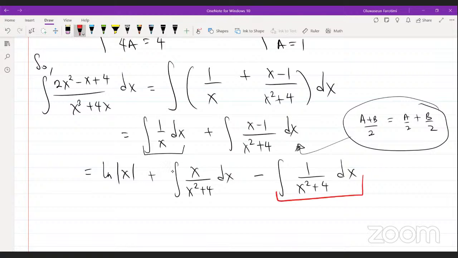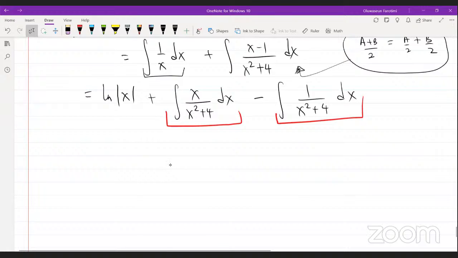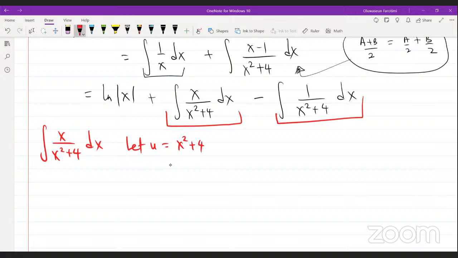This part is easy to get, guys. For this part, I got to do some work, okay? x over x squared plus 4 dx. Okay, what work do I do, guys? How do you integrate this guy? Do you remember u-sub? You just let u equal x squared plus 4.